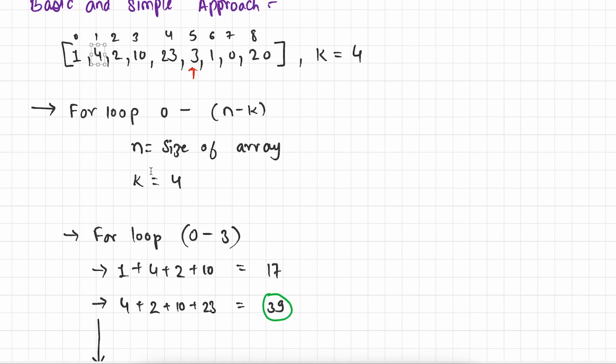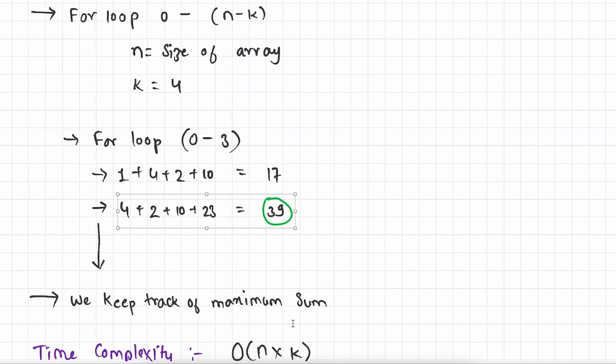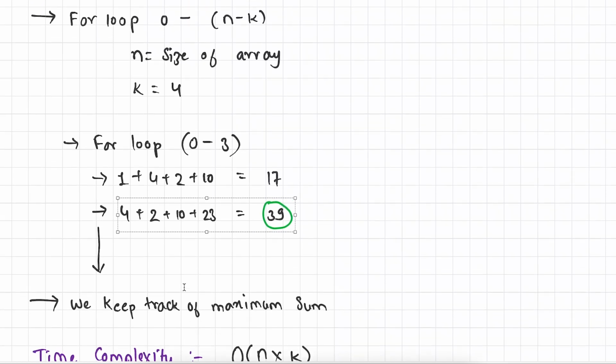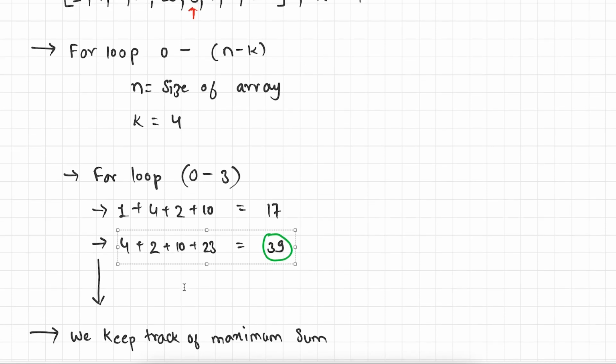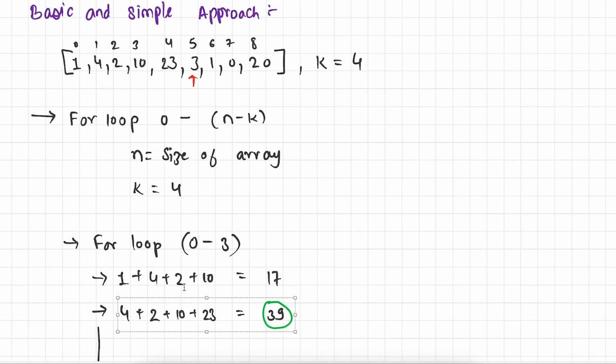And this sub-array beginning with 4 has elements 4, 2, 10 and 23, and the sum of all the elements comes out to be 39, and we follow this same process for all the elements. Okay, and at the same time we keep track of the maximum sum we have found so far. So this is the simple and basic approach to solve this problem.